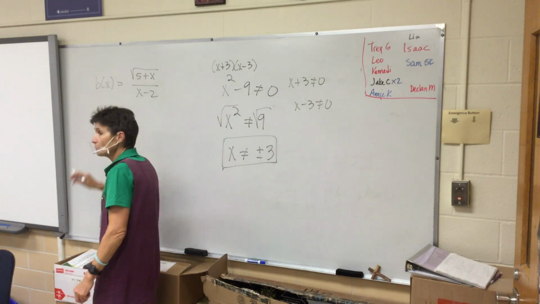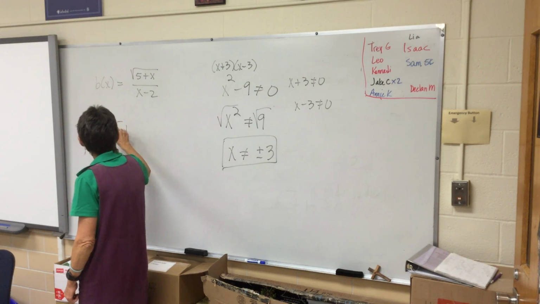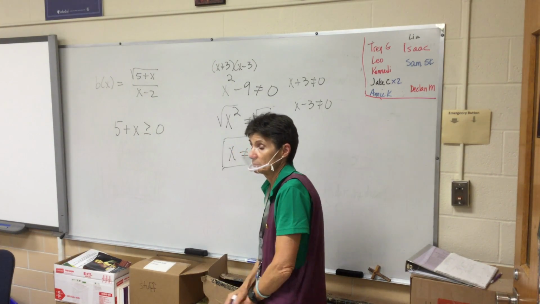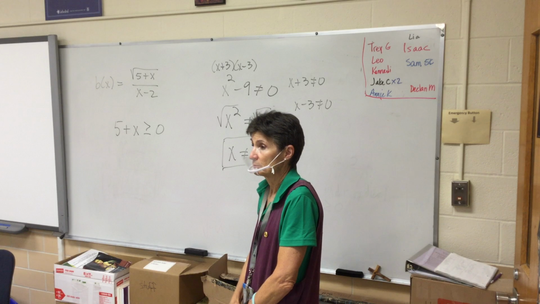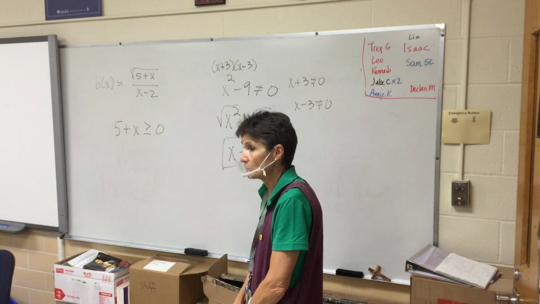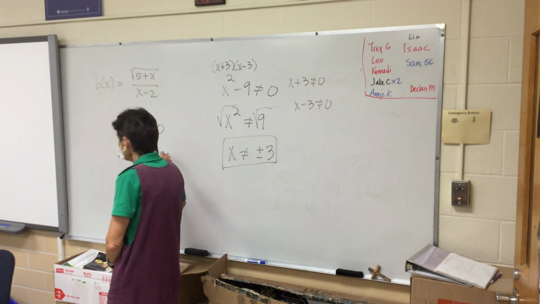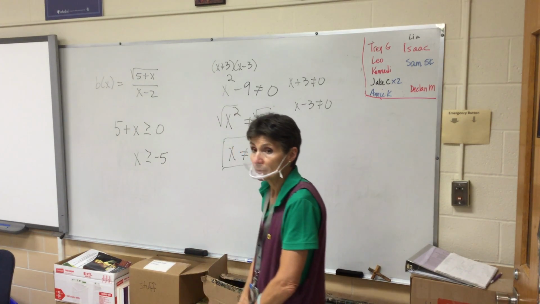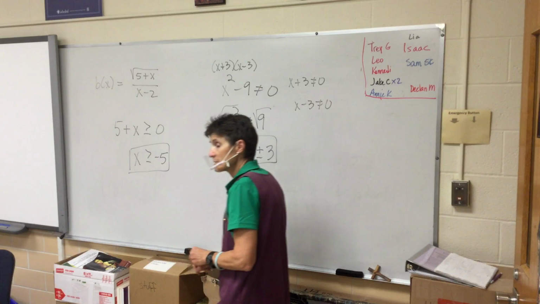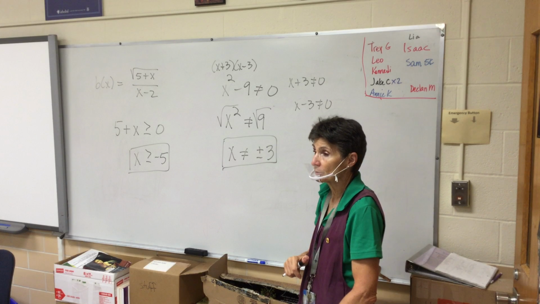So what does the radical rule say? Whatever is under the radical must be greater than or equal to 0, which means x is greater than or equal to negative 5. So that's the first part of my answer. Whatever x's you're picking for your domain, they have to be numbers that are bigger than or equal to negative 5.